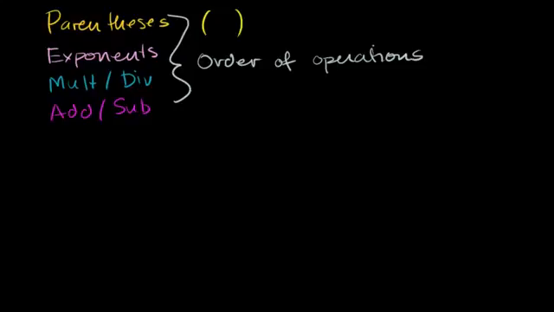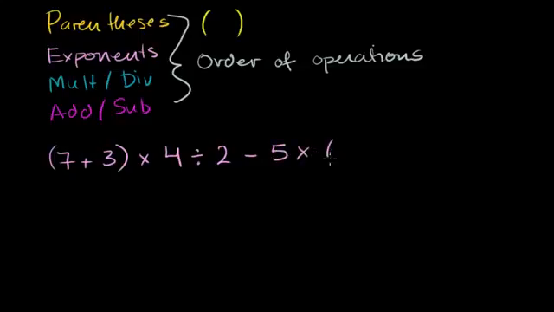And I'll do the example in pink. So let's say I have 7 plus 3, put some parentheses there, times 4 divided by 2 minus 5 times 6. So there's all sorts of crazy things here. But if you just follow the order of operations, you'll simplify it in a very clean way. And hopefully we'll all get the same answer.